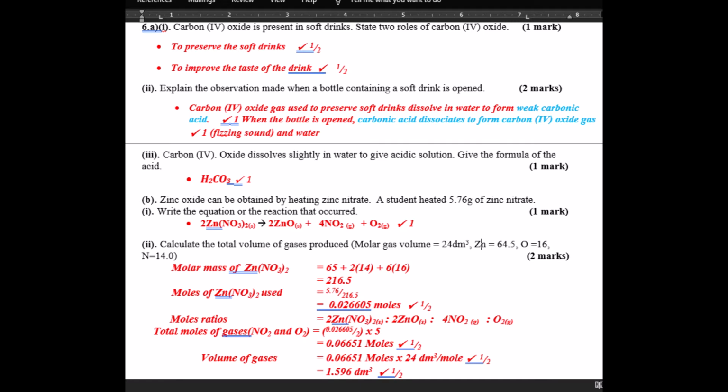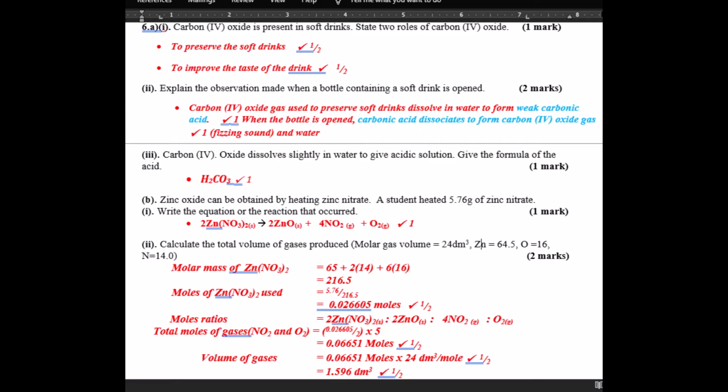Going ahead, if I have zinc oxide and I'm obtaining it from zinc nitrate, I'm starting with 5.76 grams of zinc nitrate. The equation is as given: 2 moles of zinc nitrate, when decomposed, that is the process we call thermal decomposition, gives 2 moles of zinc oxide, 4 moles of nitrogen dioxide, and 1 mole of oxygen. The equation should be well written, well balanced, and should have the state symbols.